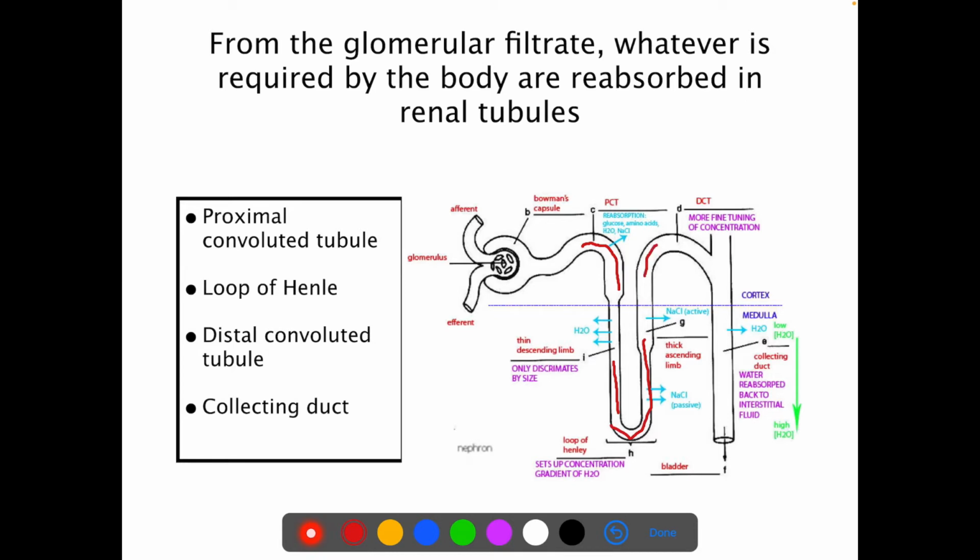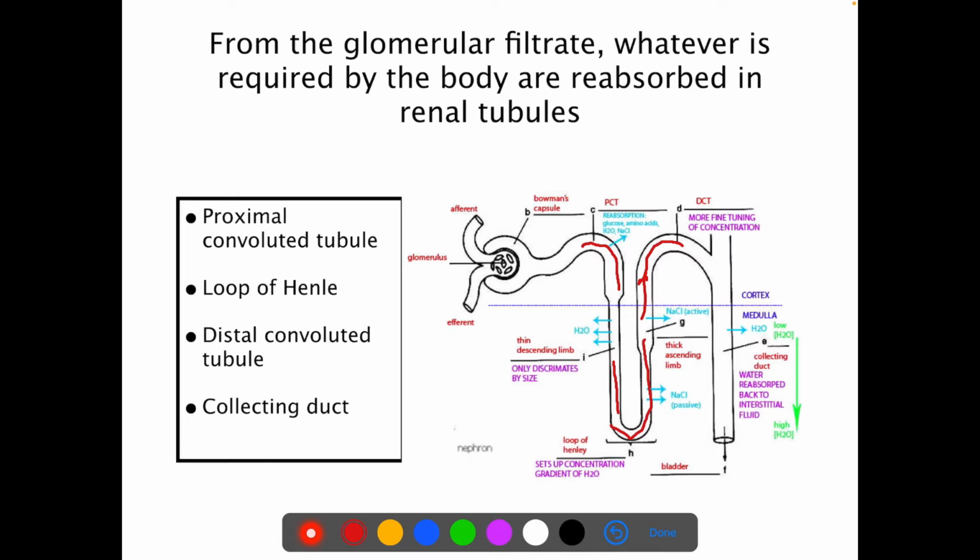Then it will be going to the distal convoluted tubule and then the collecting duct. So in the glomerulus, whatever is required by the body and whatever is not required, everything will be filtered. Then the kidney will reabsorb whatever is required by the body. So it will reabsorb many things like glucose. The filtrate contains many things except formed elements and large molecular weight substances such as proteins.